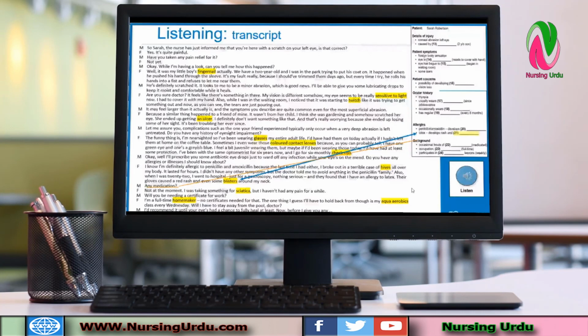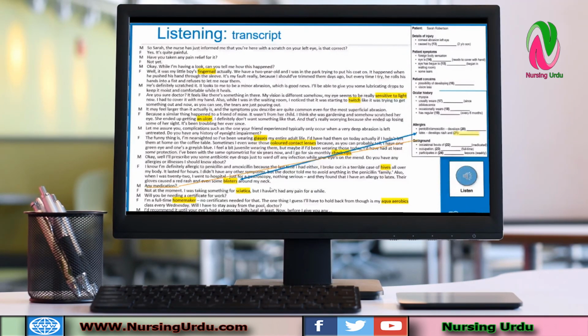I was taking something for sciatica, but I haven't had any pain for a while. Will you be needing a certificate for work? I'm a full-time homemaker, so no certificates needed for that. The one thing I guess I'll have to hold back from, though, is my aqua aerobics class every Wednesday. Will I have to stay away from the pool, Doctor? I'd recommend it until your eyes had a chance to fully heal, at least.